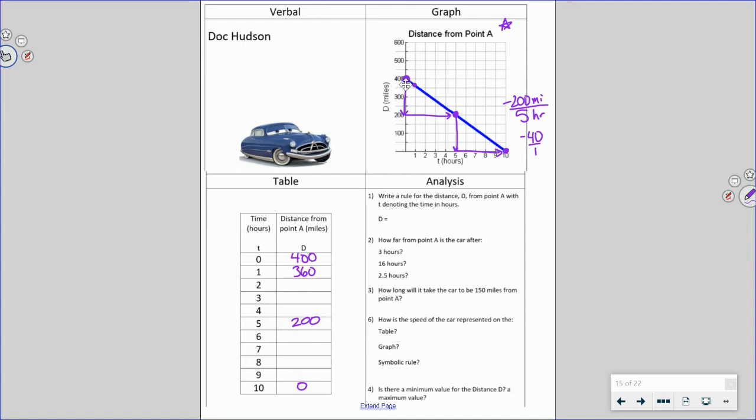If we go down another 40, that'd be 320. Down another 40 would be 280. Down another 40 would be 240. I'm going to pause, ask you to pause your video, finish up the rest of it. Come on back when your table of values is ready to go.